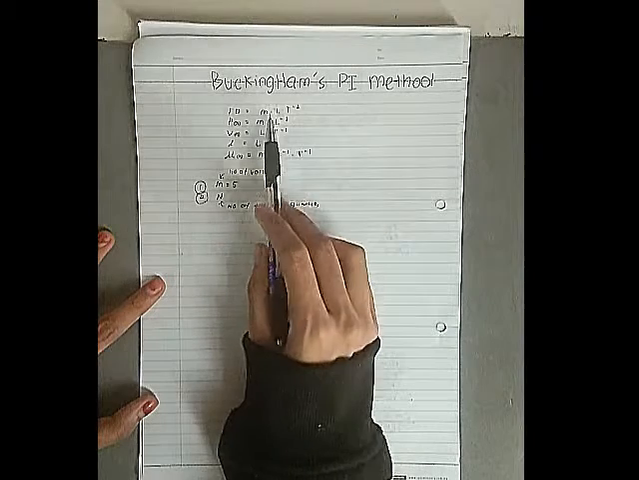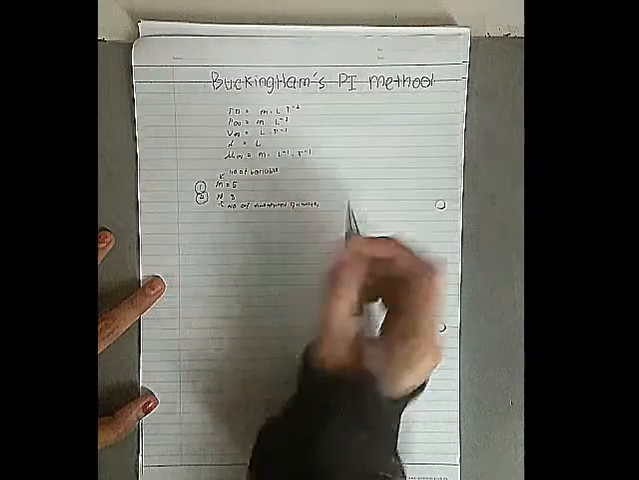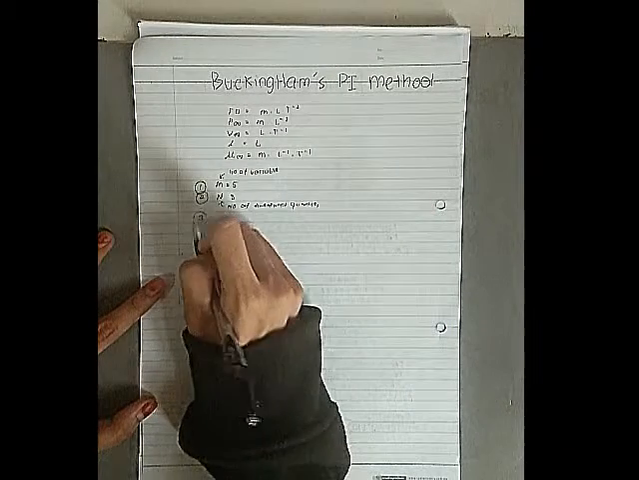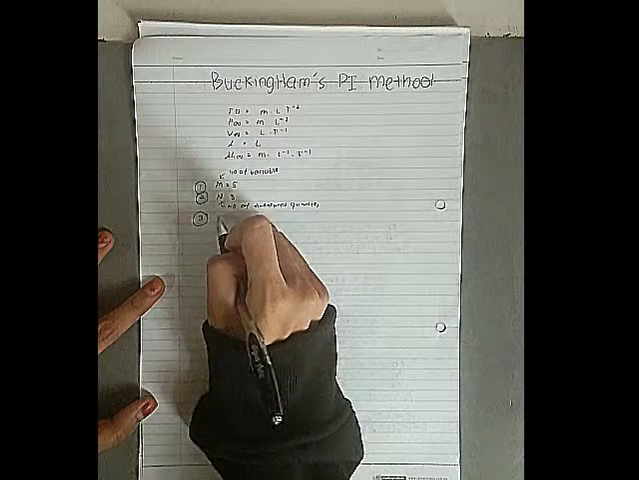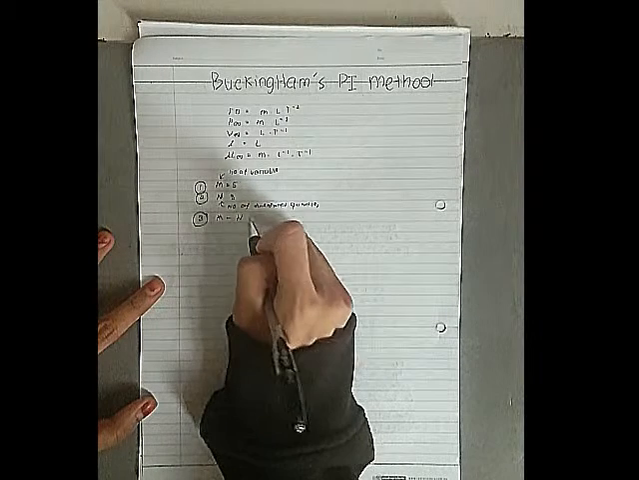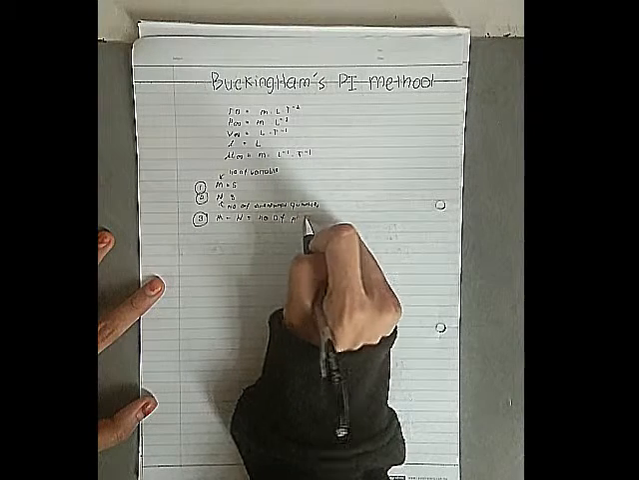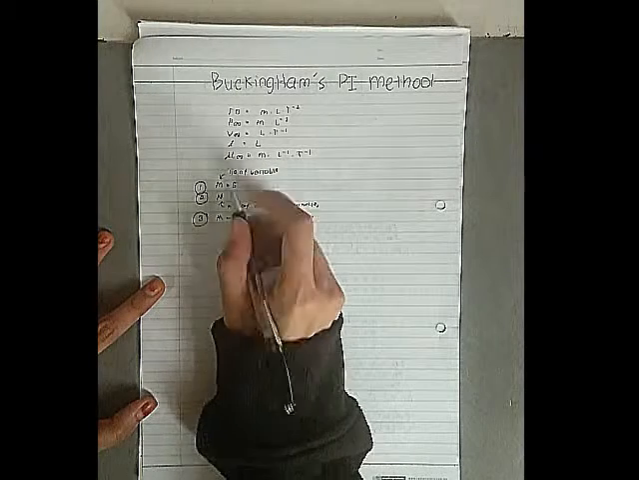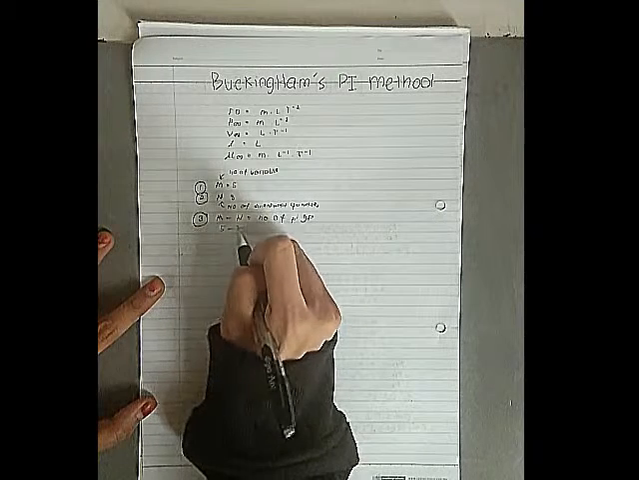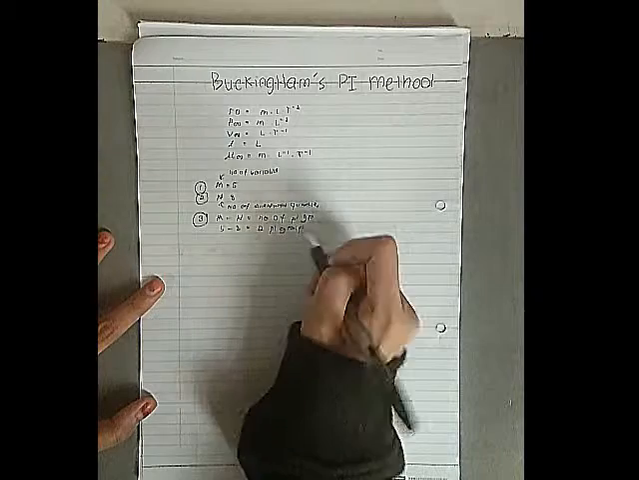Okay, as you can see, there are only 3 dimensional quantities. The first step and second step are done. The third step is you need to subtract the number of dimensional quantities from the number of variables, and you will get the number of pi groups. For these equations, we get 5 minus 3, so we get 2 pi groups. So we need to do 2 pi groups.